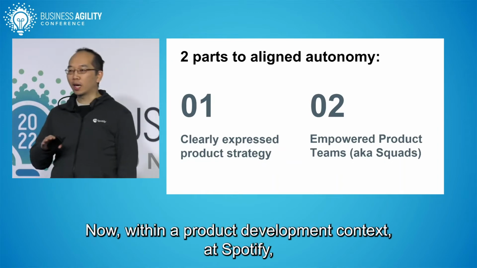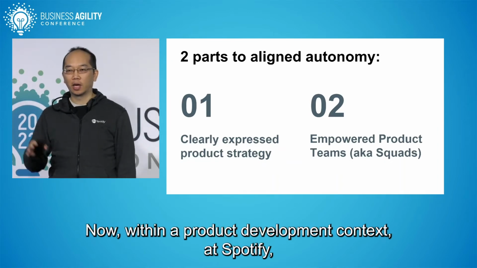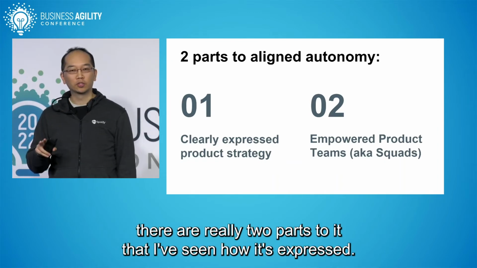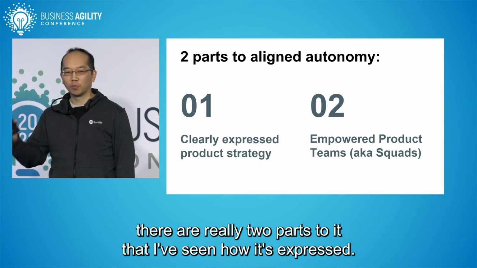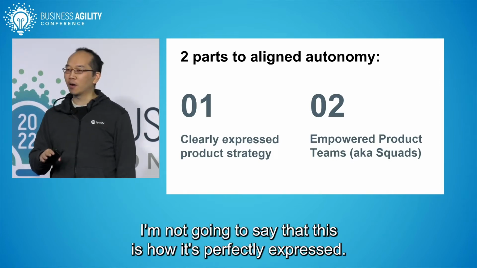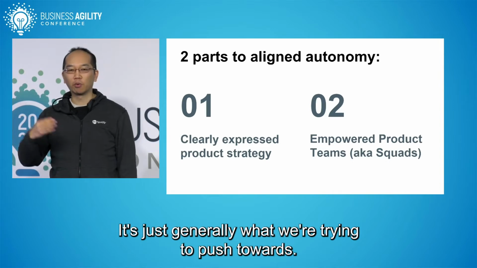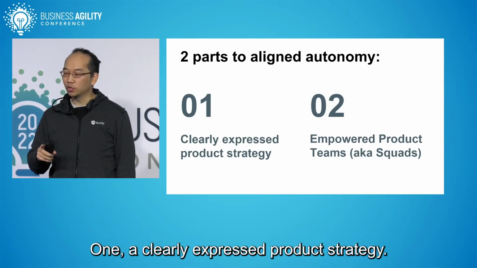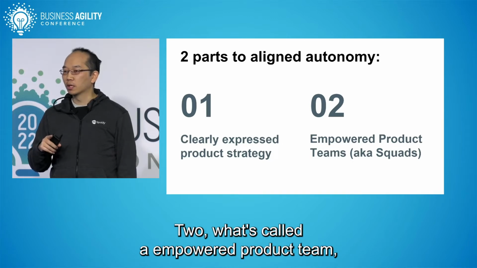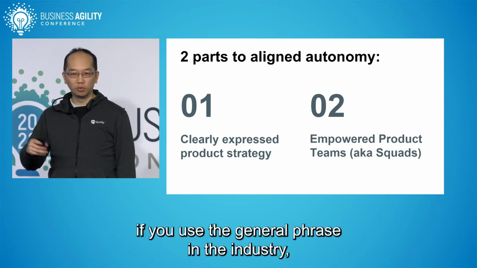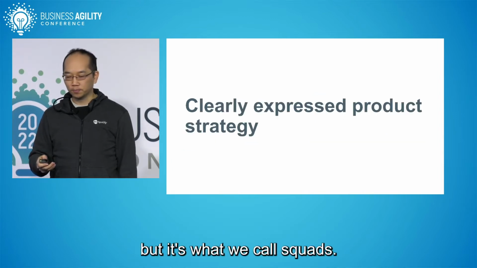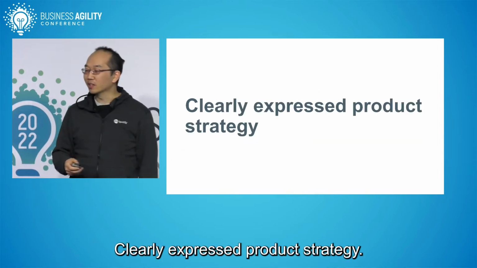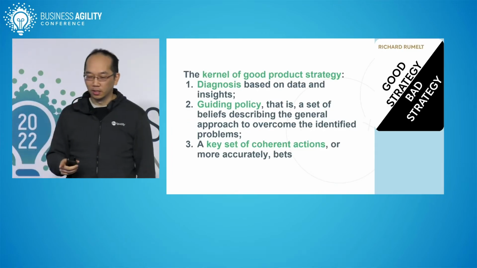Now, within a product development context at Spotify, there are really two parts to it that I've seen expressed. I'm not going to say that this is how it's perfectly expressed. It's just generally what we're trying to push towards. So one, a clearly expressed product strategy. Two, what's called an empowered product team, if you use the general phrase in the industry, but it's what we call squads.